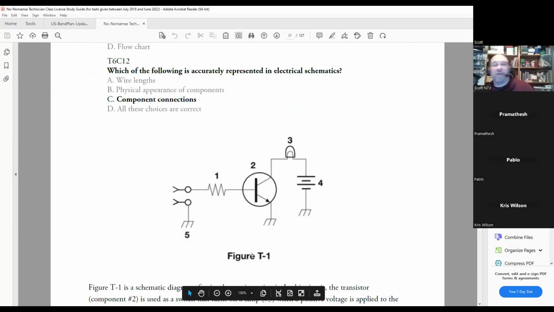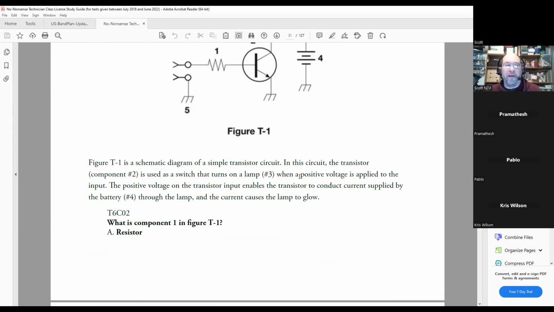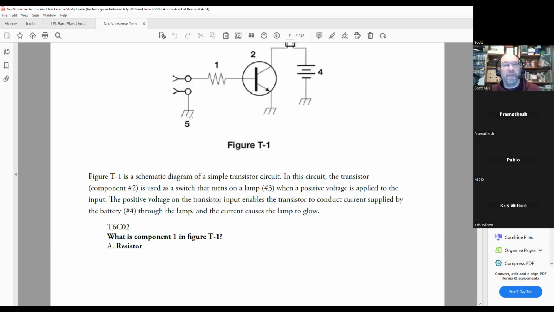Bipolar junction transistor. It has three terminals: the collector, emitter, and base. Element 3 is a light bulb, and element 4 is a battery. And how about that element 5? Remember what that's called? That's ground. Ground is our 0-volt reference point.